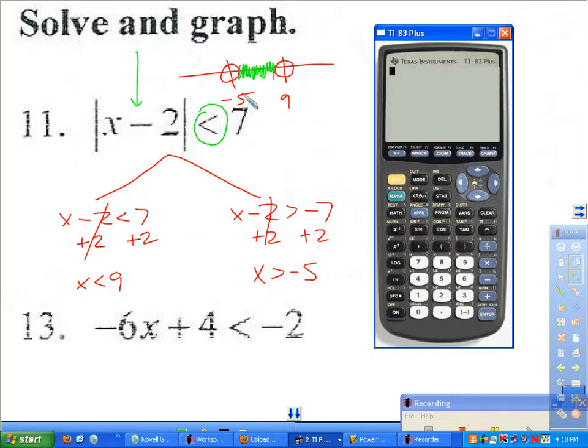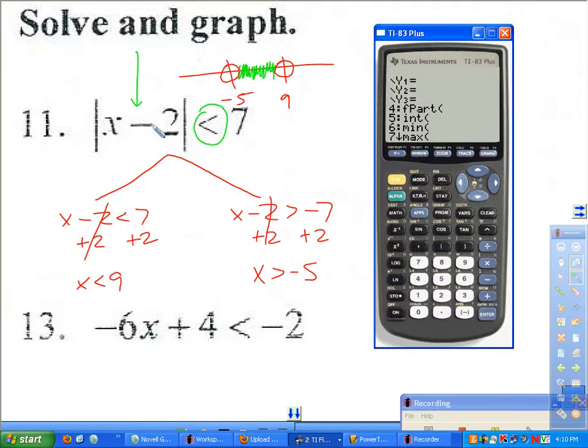But we can confirm that our graph looks the way it should by going to y equals and clearing out whatever's in there, and then I want to enter the absolute value of x minus 2. Well, we can get to the absolute value bars on our calculator by hitting Math and then going over to the second column that says Number and choosing the first option that says ABS. That's absolute value.